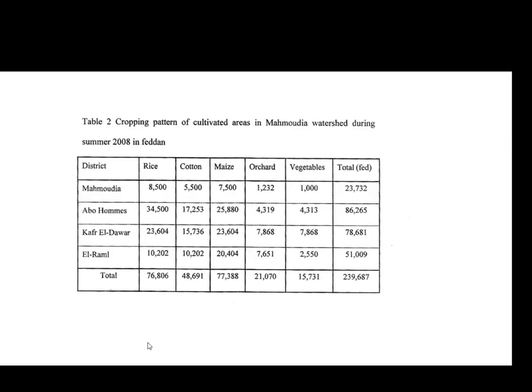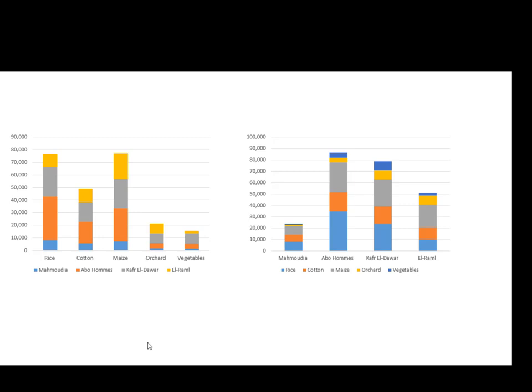Another example is the cropping pattern of cultivated areas at a certain watershed at a certain time, summer 2008 in Fayoum. It's a very good example of a stacked column, but here there are two graphs. The one to the left shows how the crops are distributed for each of the districts, and the one to the right shows the districts, and for each district how the crops are distributed.